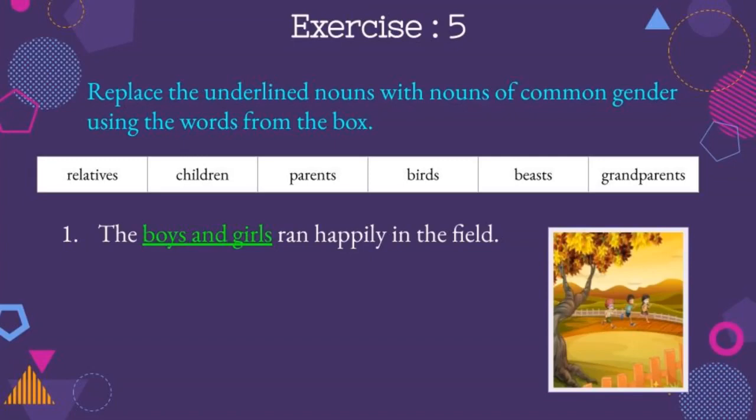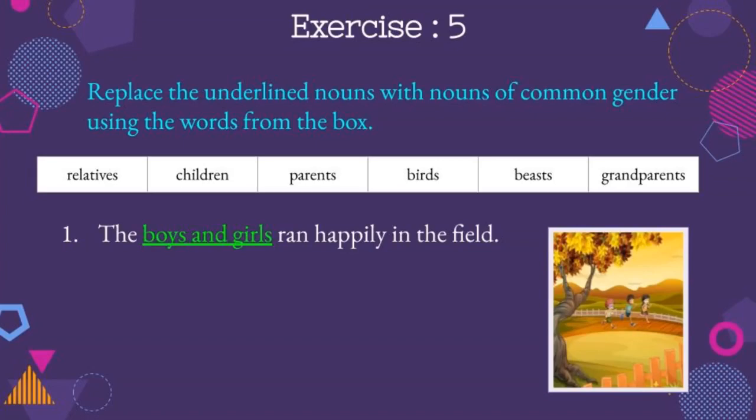Let us see which word is suitable for the first sentence. Is it relatives? No, because as I said, relatives means auntie, uncle, like that. What is the next word? Children. What do you mean by children? Yes, as I said, children means small kids, small boys and small girls. They will come under the category children. So children is the correct common gender for boys and girls.